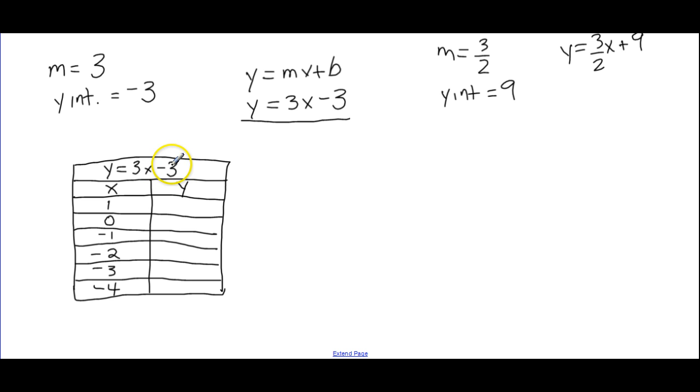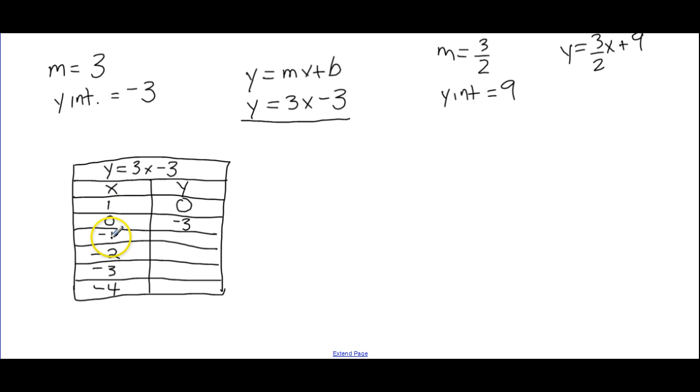Subtract 3, 3 subtract 3 is 0. When x is 0, 3 times 0 is 0. 0 subtract 3 is -3. So y is -3 when x is 0. That corresponds to my y-axis and my y-intercept of being -3.